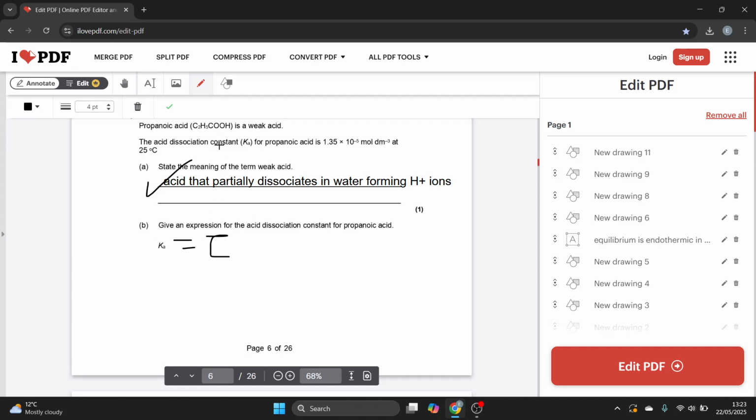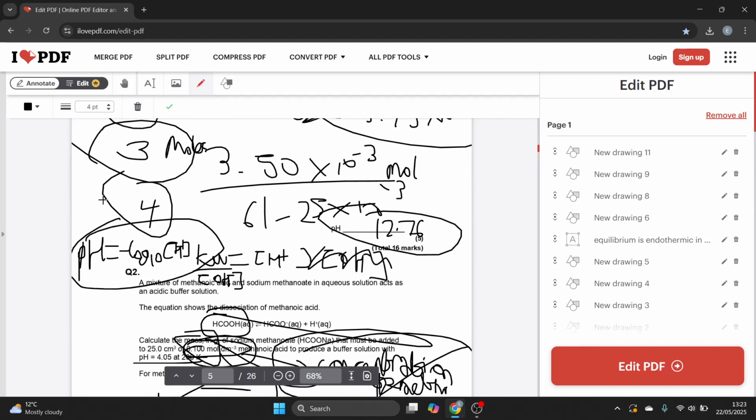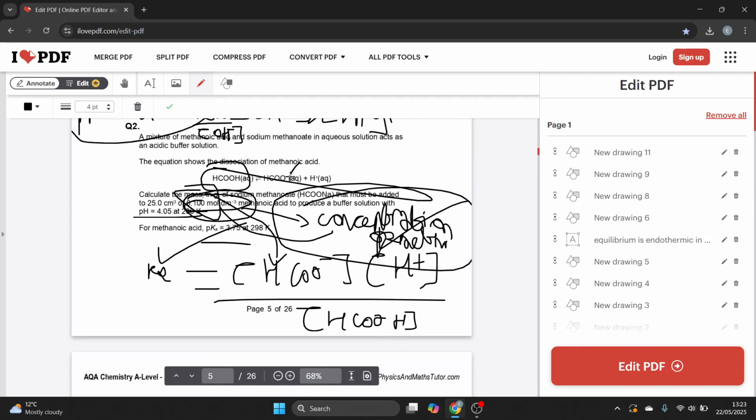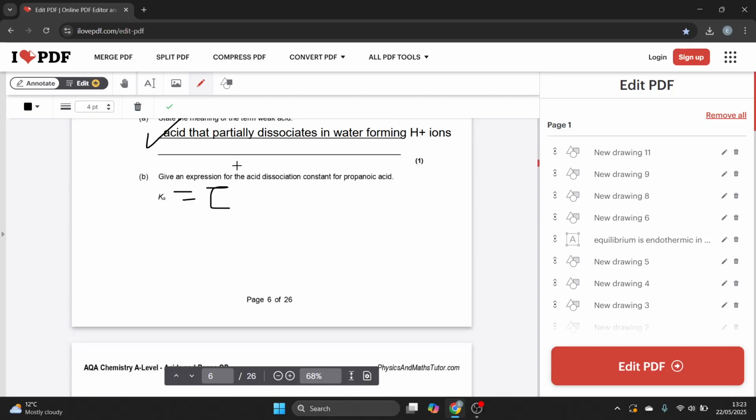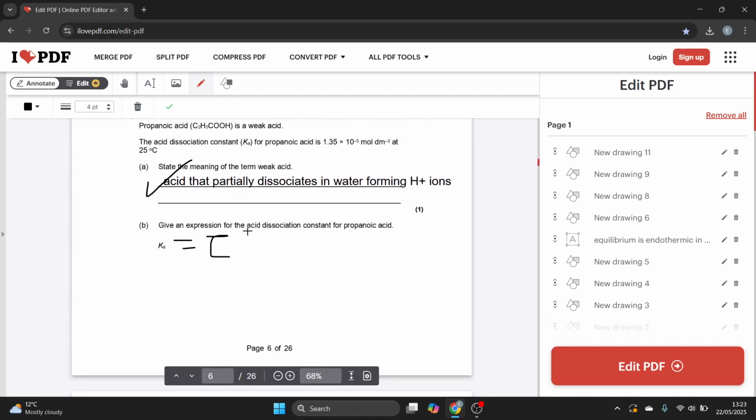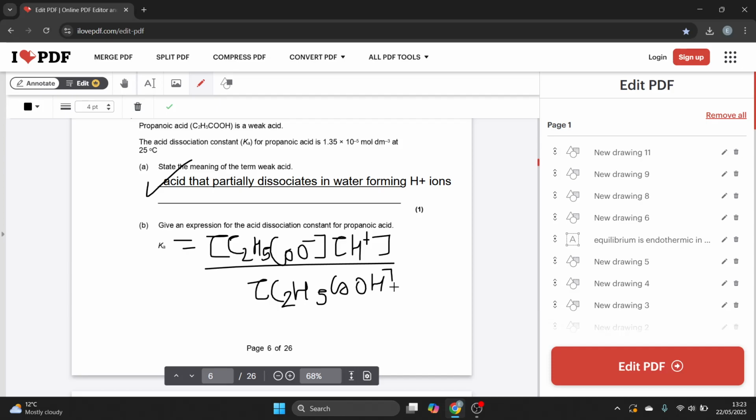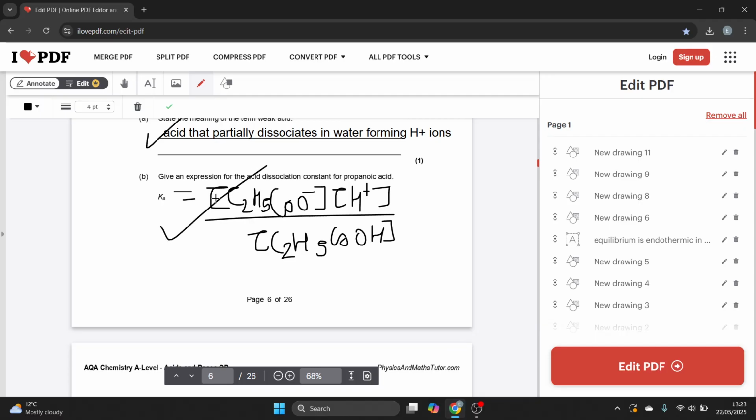So what happens is, if we look previously here, it dissociates, you've got an H plus ion, and you've got this thing on the bottom, right? So I'm going to have C2H5COO minus, I'm obviously going to have H plus here, then on the bottom I'm going to have the acid, C2H5COOH. In my opinion, that's again a memorization question.